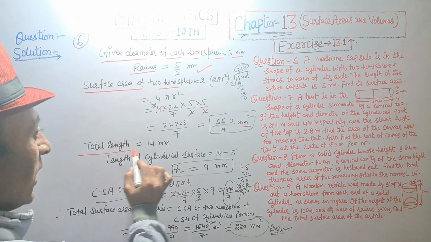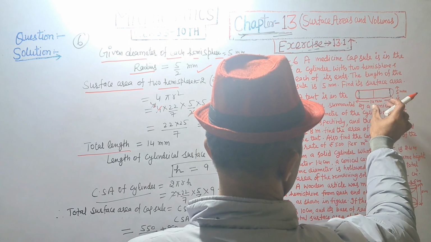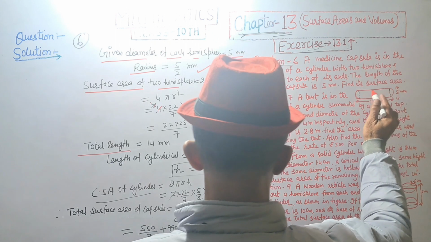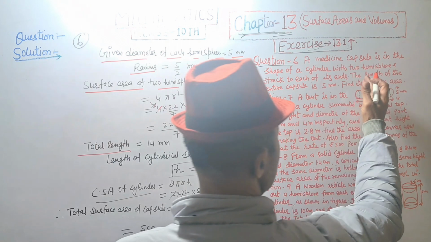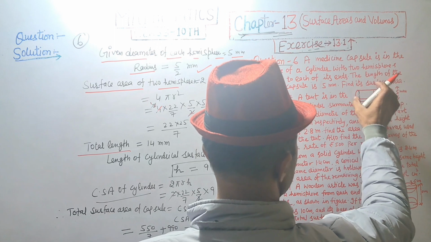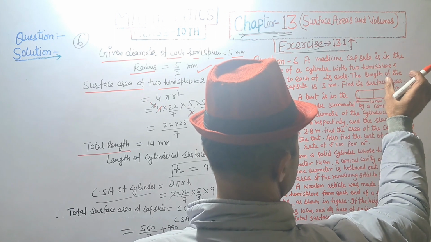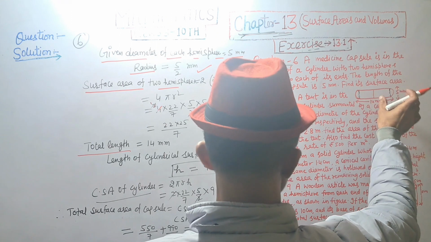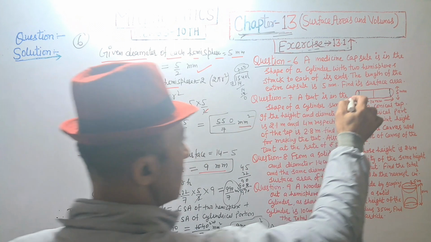And total length is equal to 14 millimeter. So length of cylindrical portion is equal to 14 minus 5, that is 9 millimeter. This is the height of the cylinder.